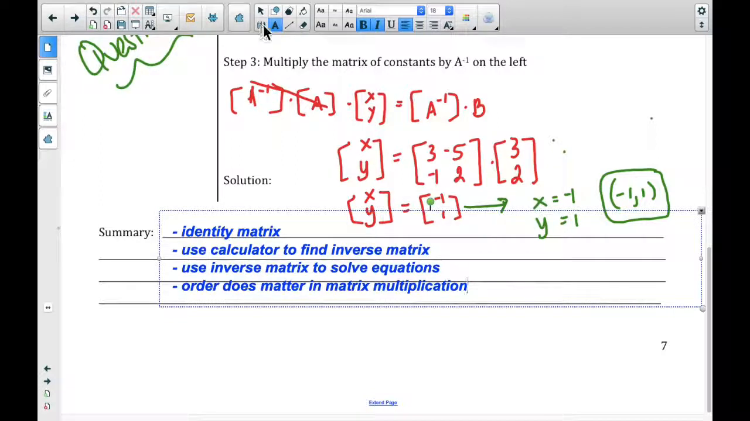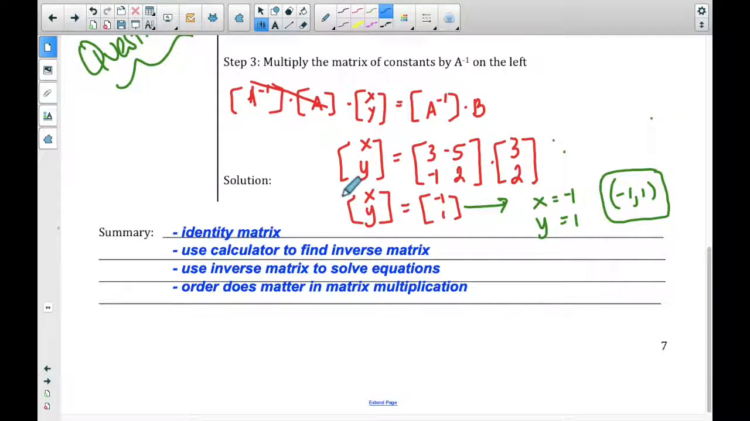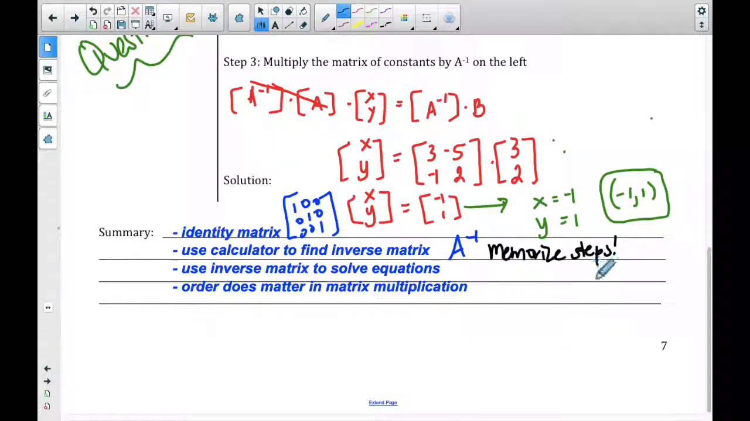Okay, one thing that we talked about today was the identity matrix. The identity matrix, if you have a 3x3, for instance, is 1, 1, 1 on the diagonal, and the rest of them are zeros. So that's the identity matrix. That's something you need to know from today's lesson. We talked about how to use a calculator to find the inverse matrix, and we show that by A to the -1st power. That means inverse matrix. And this is something you need to memorize your steps for, so make sure you're working on how to do that with your calculator. We talked about how to use inverse matrices to solve equations, and we also talked about that order does matter in matrix multiplication.